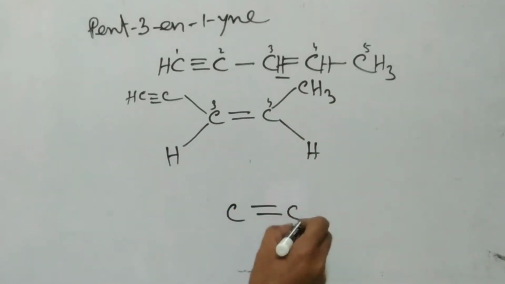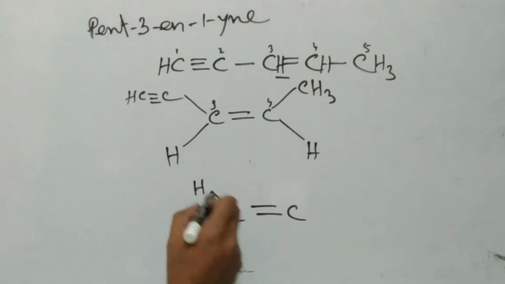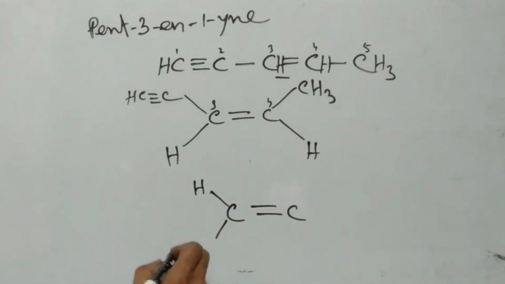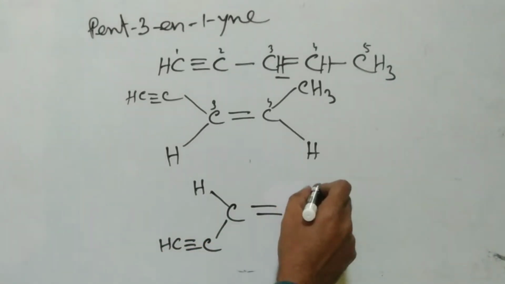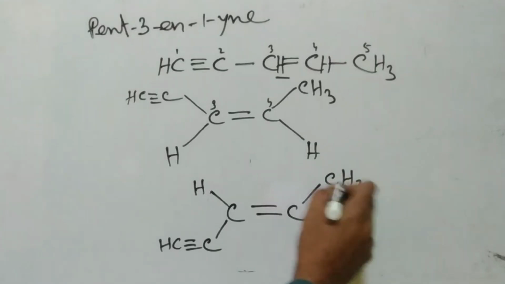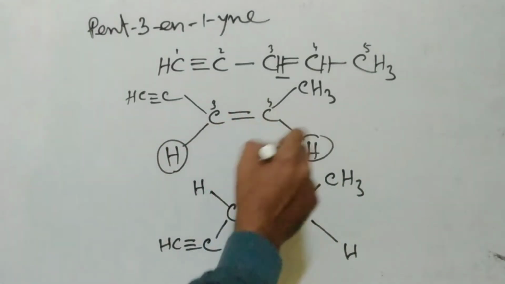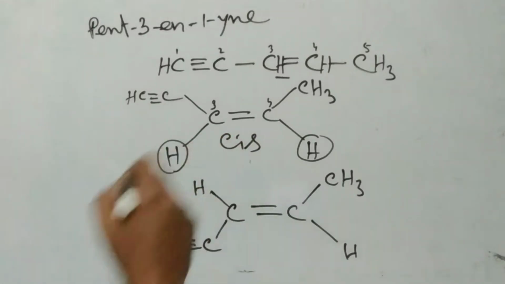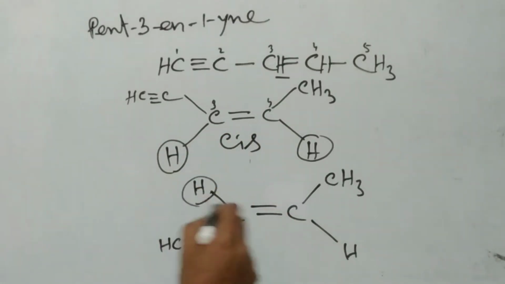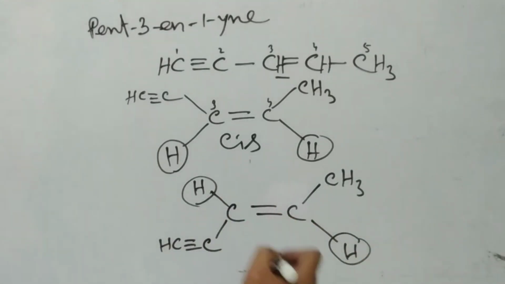So C double bond C, here is hydrogen, and here is that ethynyl group HC triple bond C, and here CH3, and here hydrogen. Okay, so here the same group are in the same side of the double bond, so this geometrical isomer is called cis, and here the same group are in the opposite sides of the double bond, so this one is trans. So the compound pent-3-en-1-yne may have two isomers, and they are cis and trans. Okay, let us check another example.